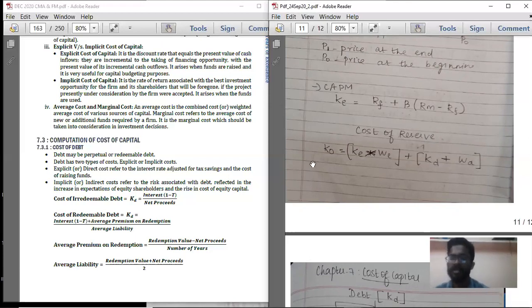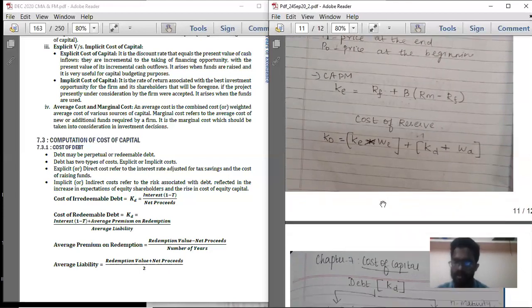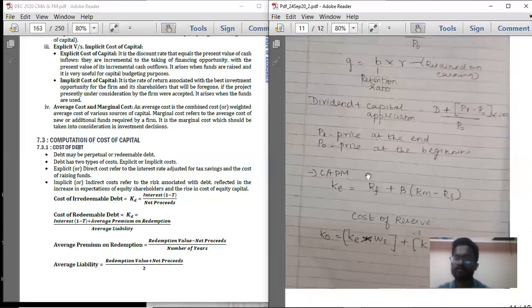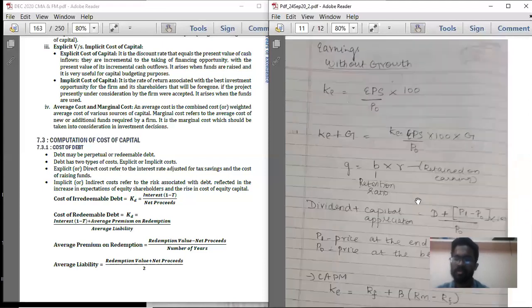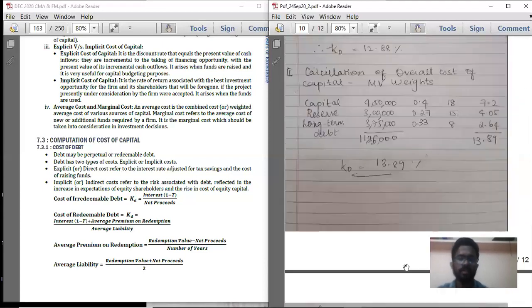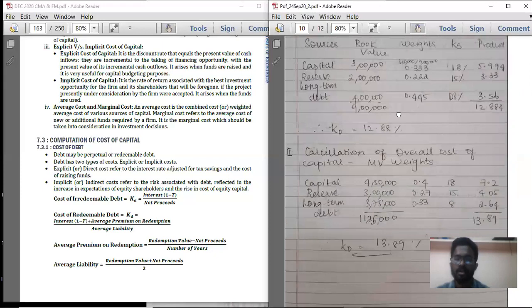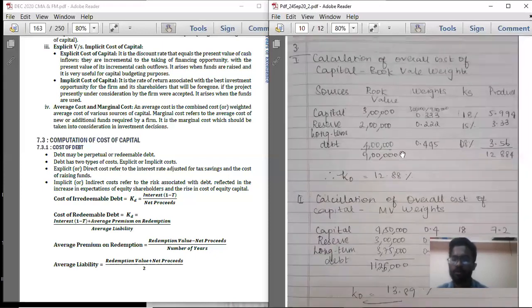If you multiply like this, you will get the overall cost of capital. For 1 rupee of capital, how much you are expending as cost, that is called overall cost of capital. So with this, we have finished all the theory formulas. Now moving on to problems one by one. Very easy problem. This chapter is very easy if you understand it properly once. All you need is full focus.